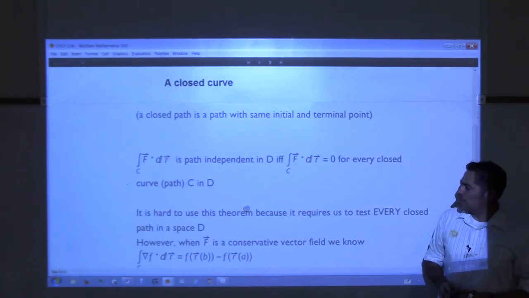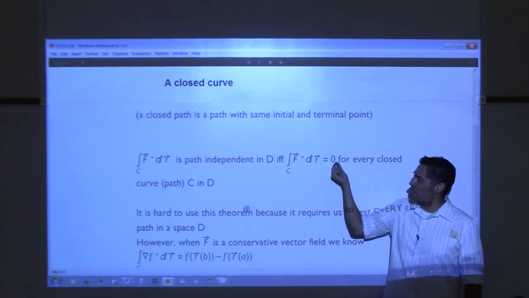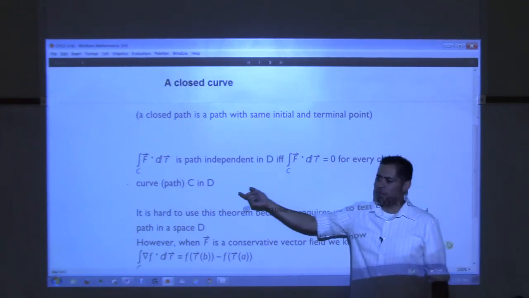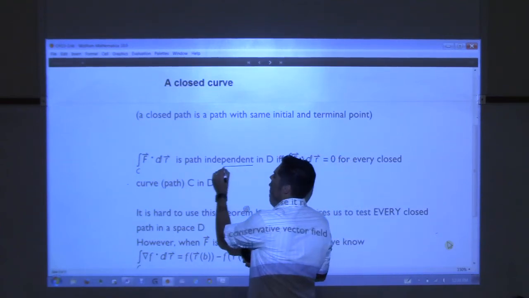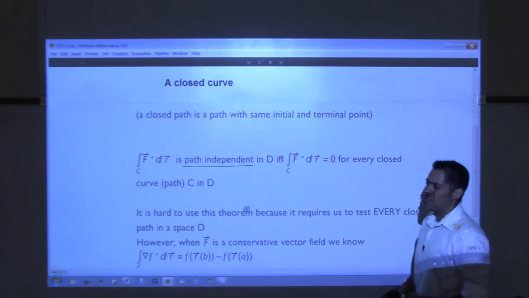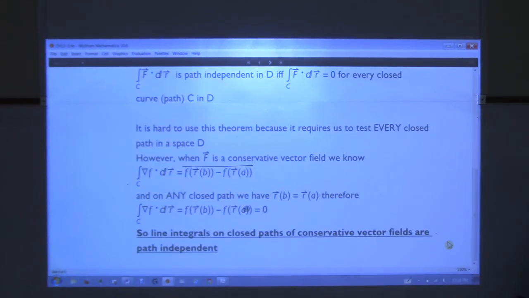And that's what this theorem is saying: if you always get 0 for every closed curve, then we call it path independent. So it doesn't matter what the path is. Yeah, this is a good place to stop. We'll come back, we'll revisit this. Because the definition of work itself is based on displacement, so the displacement is just 0.